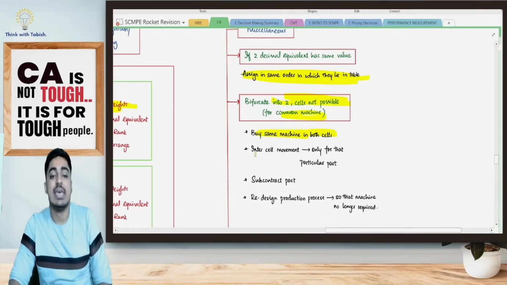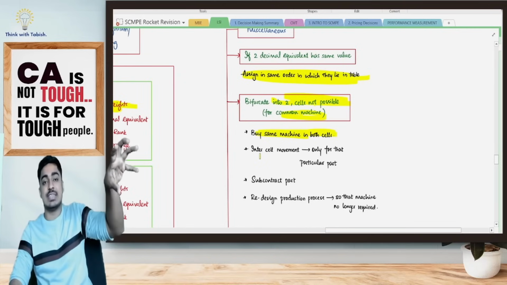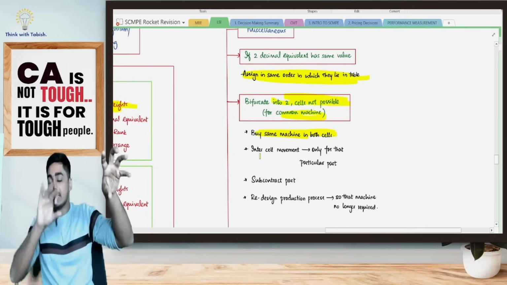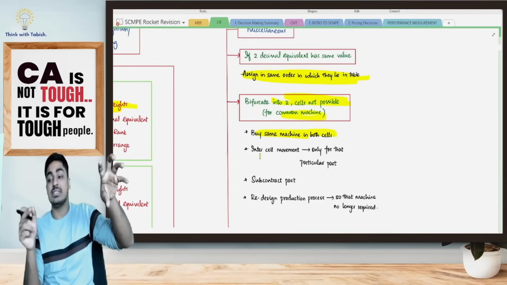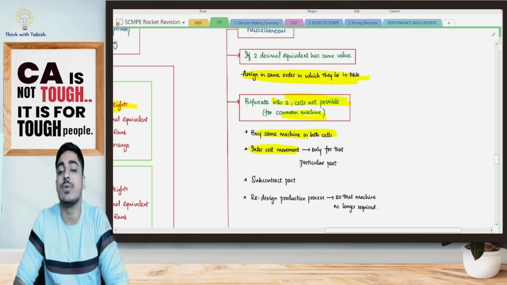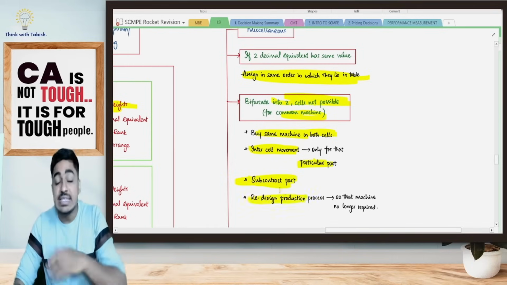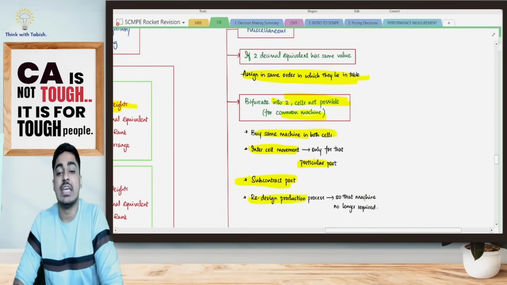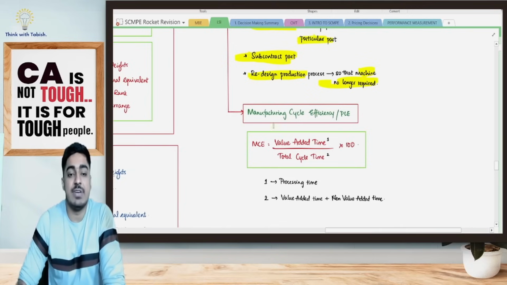Or else, for that particular part only, I will put this machine in any one cell. And in the other cell also, I want that machine. For that particular reason, I'll permit inter-cell movement. Inter-cell movement will be permitted only for that particular part. Or else I'll subcontract that part so that there is no tension at all. Or else redesign your production process in such a way that the machine will no longer be required. Is it clear? All these are the options that are available with me.